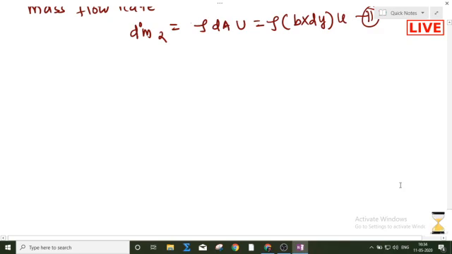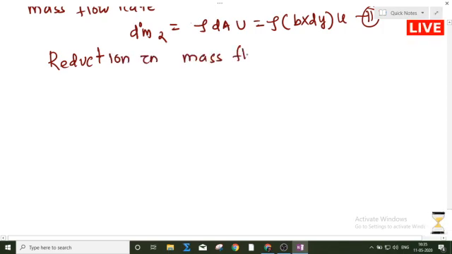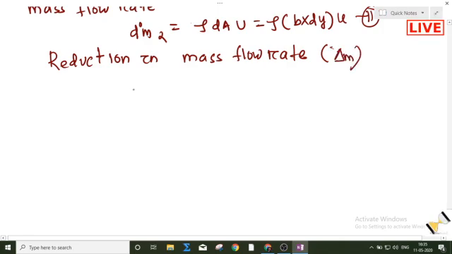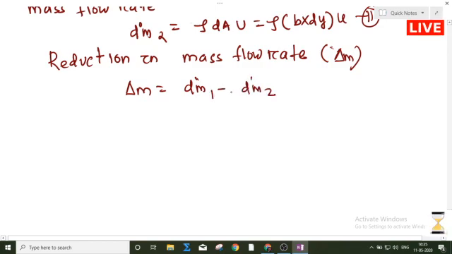Now if you want to find out, due to the formation of the boundary layer, there will be a reduction of the mass flow rate. Now what is the reduction? You can find out the reduction in mass flow rate. The reduction in mass flow rate is represented by del m. This del m I can write as equal to dm1 minus dm2.